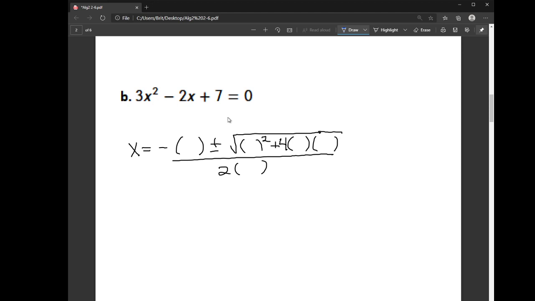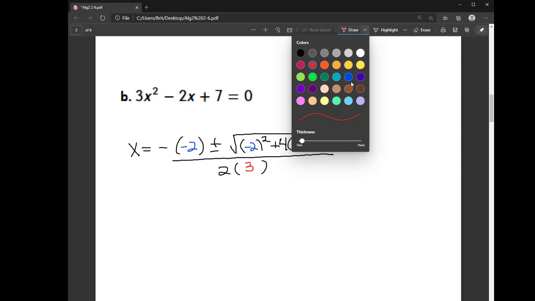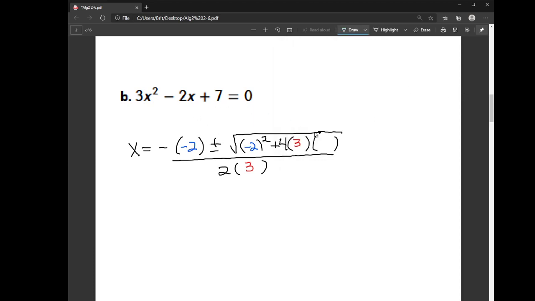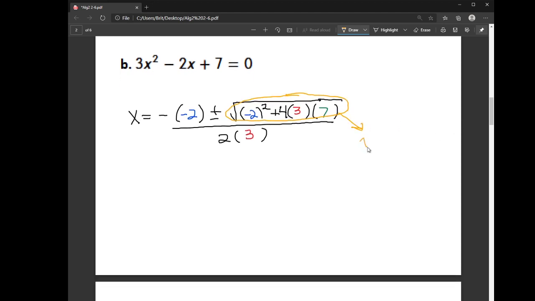Alright, so here's our b value. My b here is negative 2. We fill in our a value. My a is 3. And I fill in my c value. That's a positive 7. So we take all this good stuff, bring it to the side. So negative 2 squared is 4.